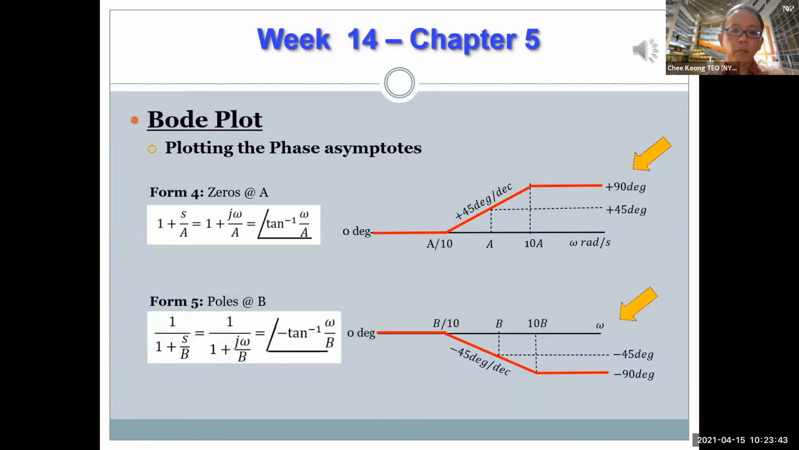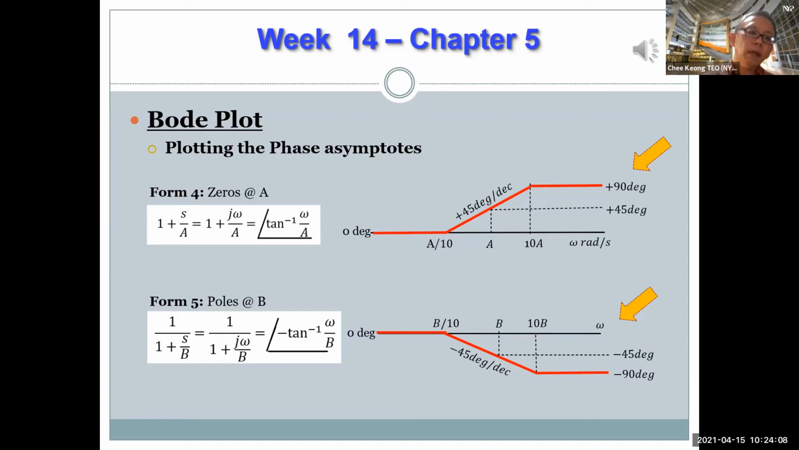For form 5, poles at B radian per second, the plot will be a horizontal 0 degree line all the way till B over 10 radians per second, and then slope down at negative 45 degree per decade until 10B radian per second, where it reaches negative 90 degree. Thereafter it maintains negative 90 degree till infinity.